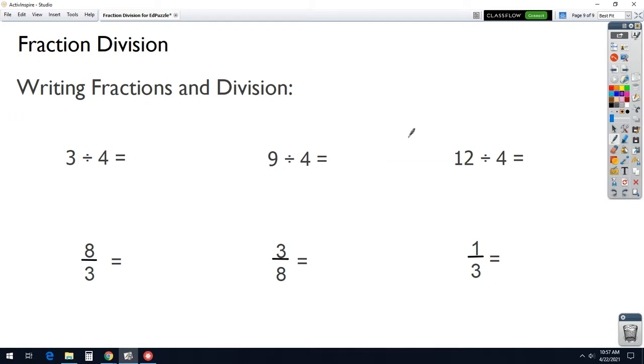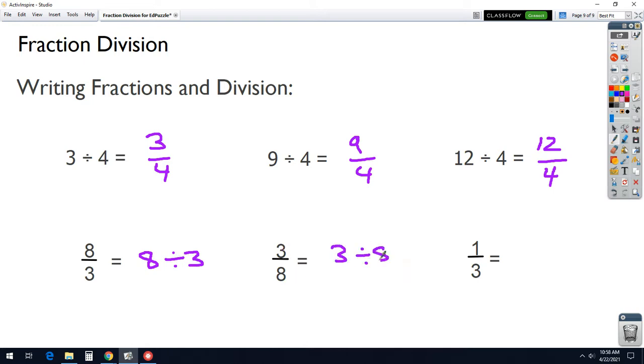Okay, so our last slide. How can we write these division problems as fractions? Well, 3 divided by 4 is 3/4. 9 divided by 4 is 9/4. So what's 12 divided by 4? What fraction would that be? If you said 12/4, you're right. How about the other way? How do we write these fractions as division problems? 8/3, the fraction, is 8 divided by 3. 3/8, the fraction, is 3 divided by 8. And how about 1/3, the fraction? How could you write that as a division problem? Well, it's 1 divided by 3.